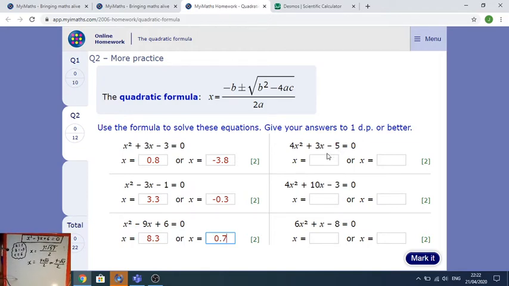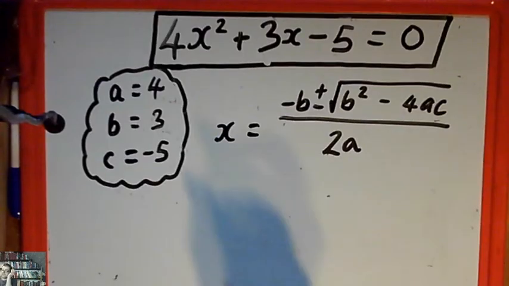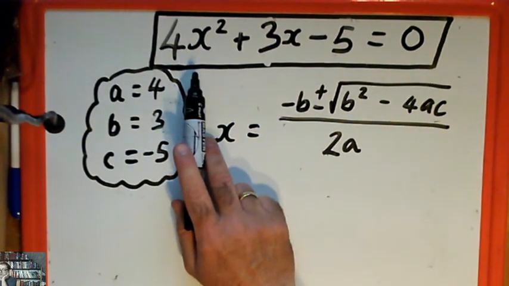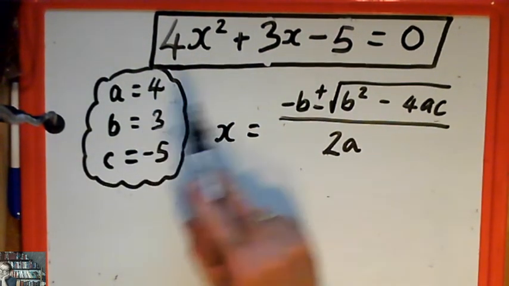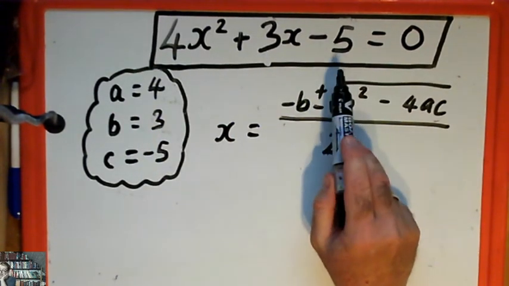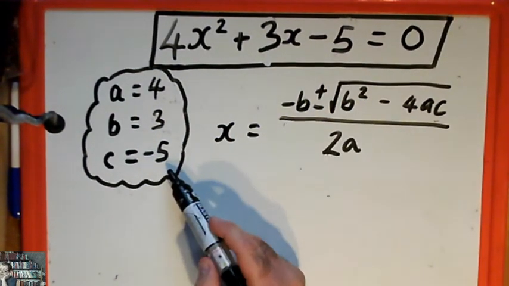4x squared plus 3x minus 5 equals 0. Over to the whiteboard for that one. So I've written that out on my whiteboard. We've got 4x squared, so a is 4. We've got 3x, so b is 3. And we've got minus 5 on the end, so c is minus 5.